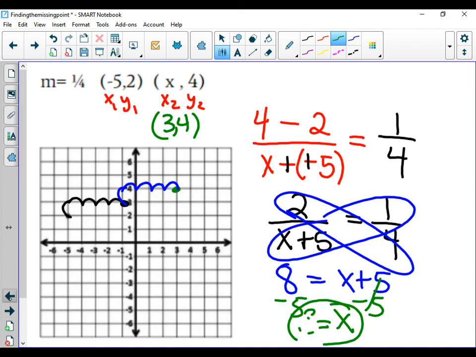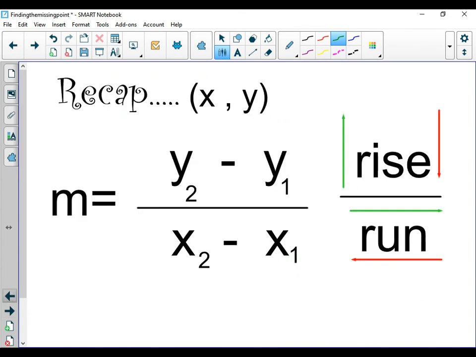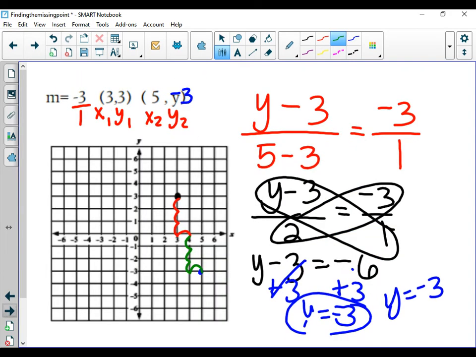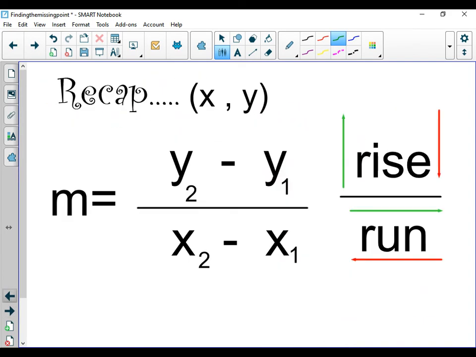And rise can be going up or down. Run can be going to the right or left. That indicates positive or negative. If you're rising up, that means it was positive. If you're rising down, that means it's negative. On the flip side, if you're running, if it's going to the right, it's positive. If you're going backwards, it's negative.